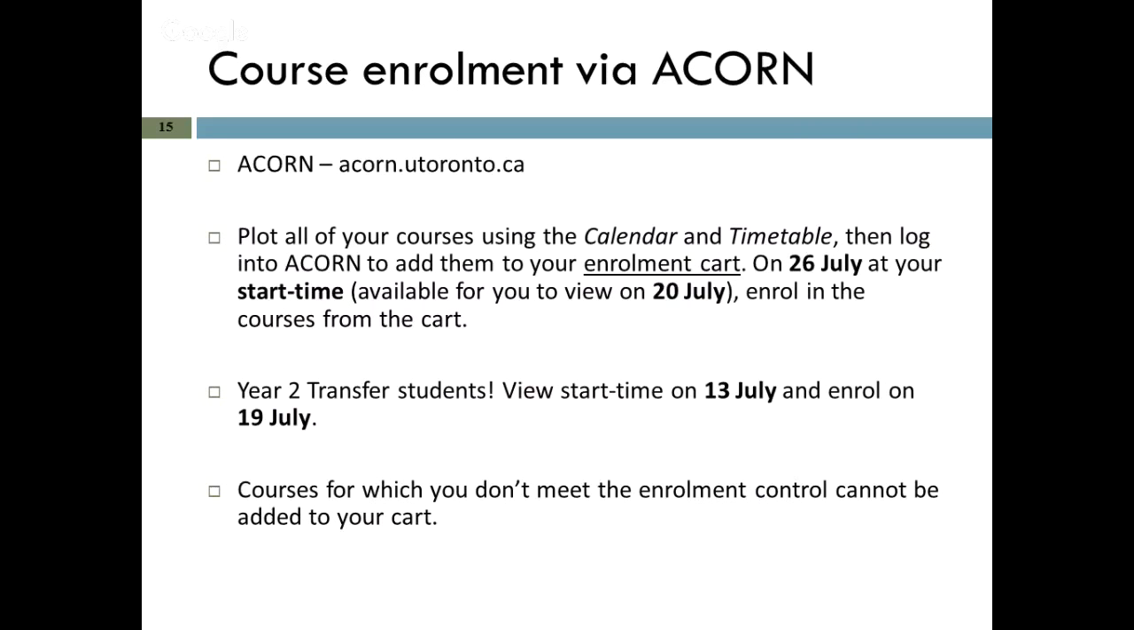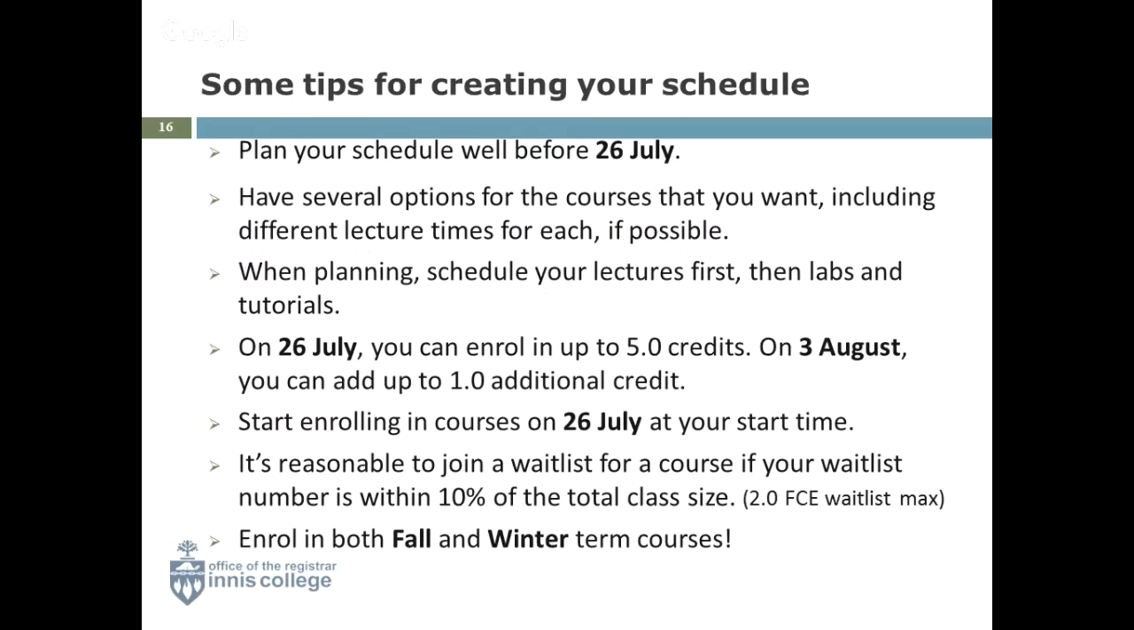Okay. So courses for which you don't meet the enrollment control, like computer science, for example, you can't add those to your enrollment cart. You have to wait till the priority period is over. Okay, try and balance your schedule as much as possible. Make sure if you're taking 5 credits worth of courses that you take 5 courses per semester.